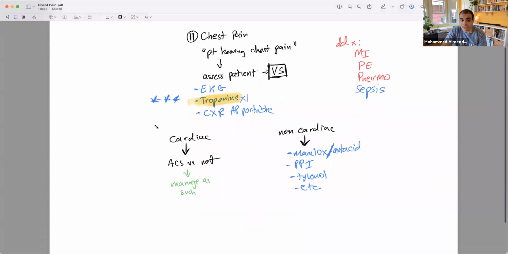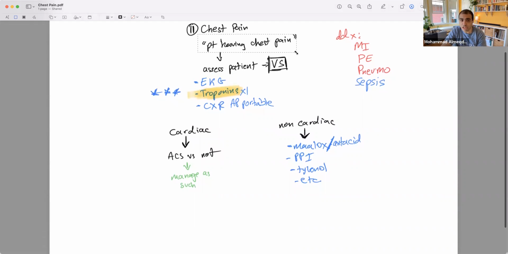If you determine that the patient has cardiac chest pain, whether from your EKG, from the description of the chest pain, or from the troponins, then you have to go deeper into the realm of cardiac chest pain and figure out, is the patient having an acute coronary syndrome or not? And whether yes or no, you have to manage it as cardiac chest pain.